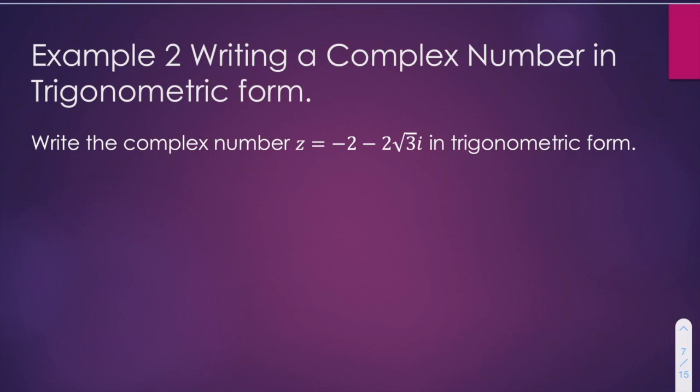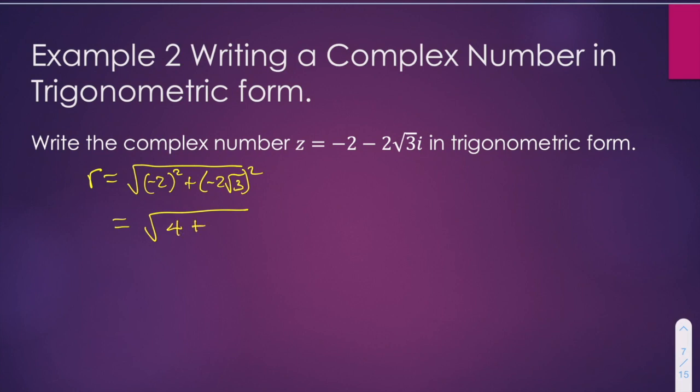So we're going to just say then that r is going to be equal to the square root of -2 squared plus (-2 root 3) squared, and we'll get the square root of 4 plus 4 times 3 is 12, and that turns into the square root of 16. So our modulus r is going to be 4, because the square root of 16 is 4.